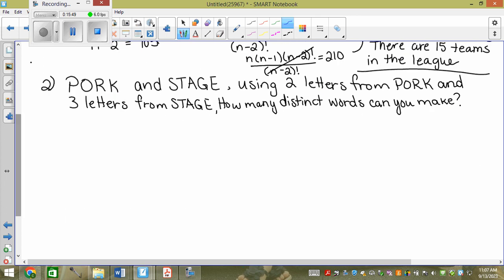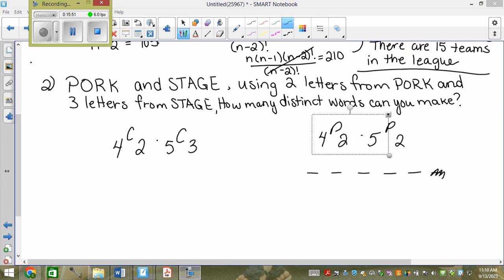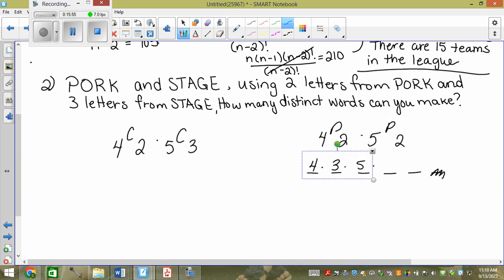Try this one. Or I get this. 4p2, 5p2. Or I get 4 times 3 times 5 times 4 times 3. These are actually the exact same. Both still wrong. So both those answers are wrong. This one's close. This one's kind of like halfway there. That one's just terribly wrong.